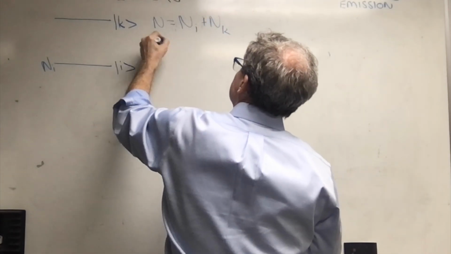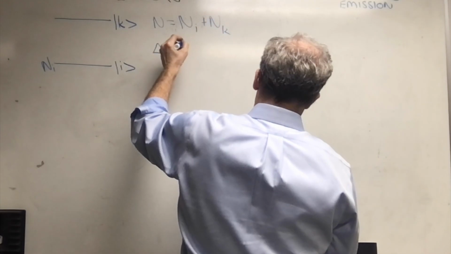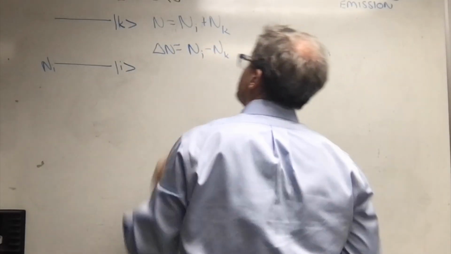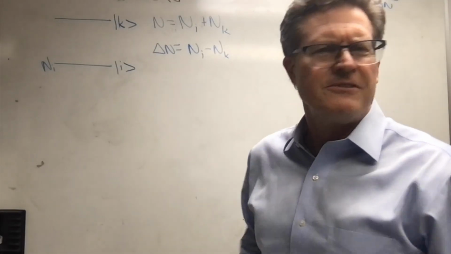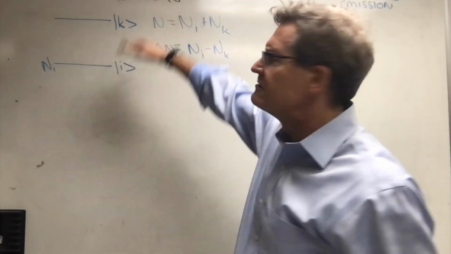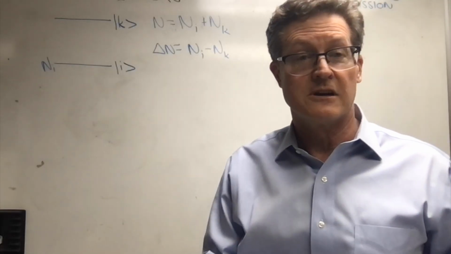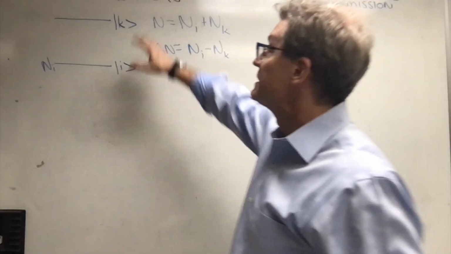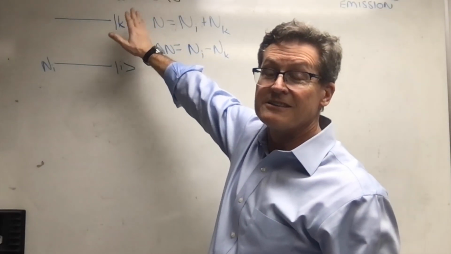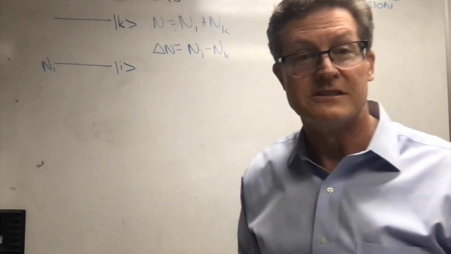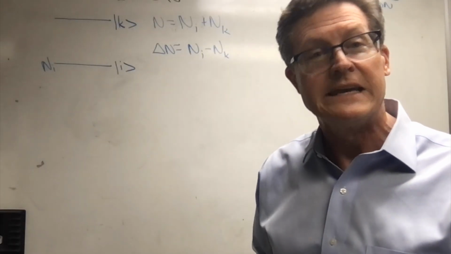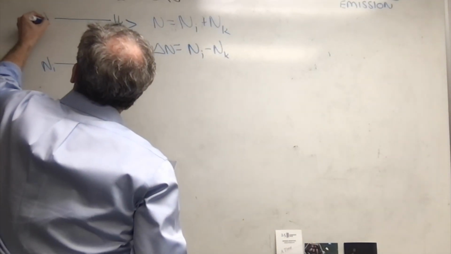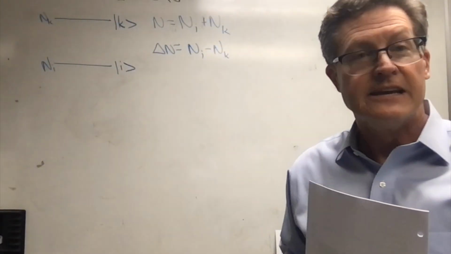And the population difference, delta n, would be Ni minus Nk. Now initially, especially if we're talking about the visible, that energy difference is really large. There isn't going to be a lot of excited state population at all if the energy difference is big, because Boltzmann tells us that you're not going to get a lot of excited state population if you have a big energy difference between the two. So how can we get population into this state up here? How can we drive population into the excited state?